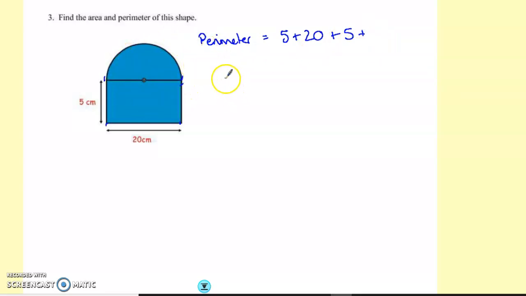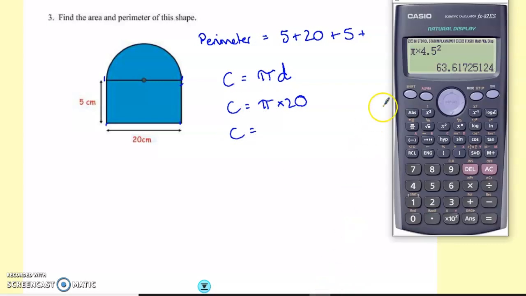So I need to add in half the circumference of that circle there. I need to start by finding the circumference of the full circle, and I use the same formula as I have before. It's always going to be the formula we use to find the circumference of a circle: C equals pi d. The diameter of that circle is 20 centimetres. So we're doing pi times 20, which is 62.83.